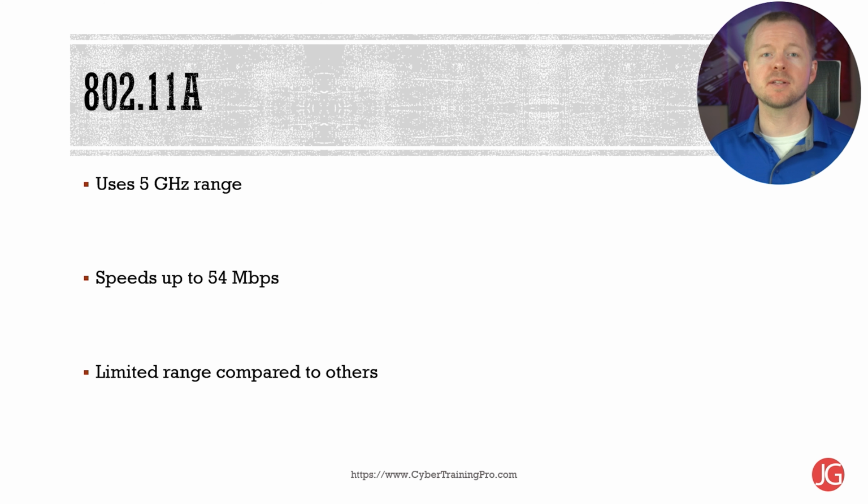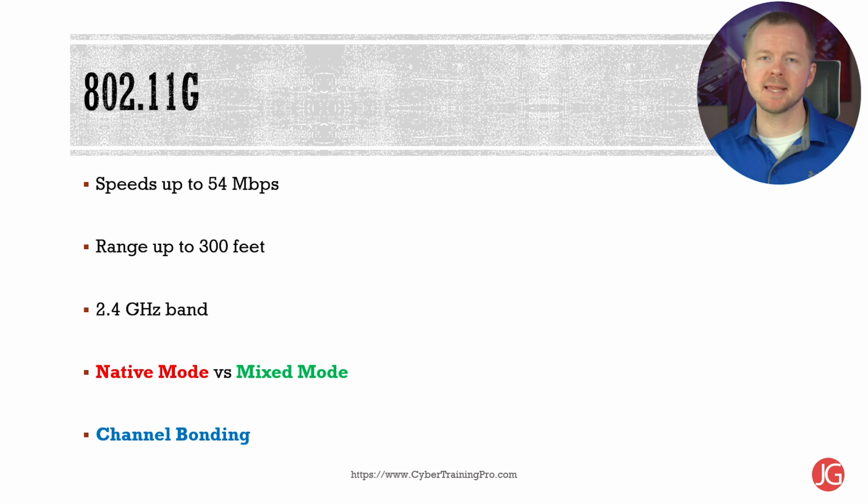802.11a is a standard that uses the 5 gigahertz range, which results in less interference from other devices. This also means the standard can run faster with throughput speeds of up to 54 megabits per second. Unfortunately, the limited range of 802.11a also limited its popularity.